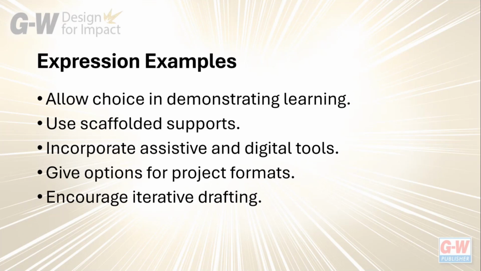So some of these things might look like choice in how they demo. So are they doing a presentation? Are they making a digital diagram or some type of prototype? Also looking at scaffolding supports, right? Providing templates, exemplars, examples and non-examples could fall here too. Assistive and digital technology. So speech to text, you'll find that in many of the GW e-readers, you'll find speech to text options. And also options for project formats like a model or recording a step-by-step explanation or even a digital animation. Of course, and then the iterative process.